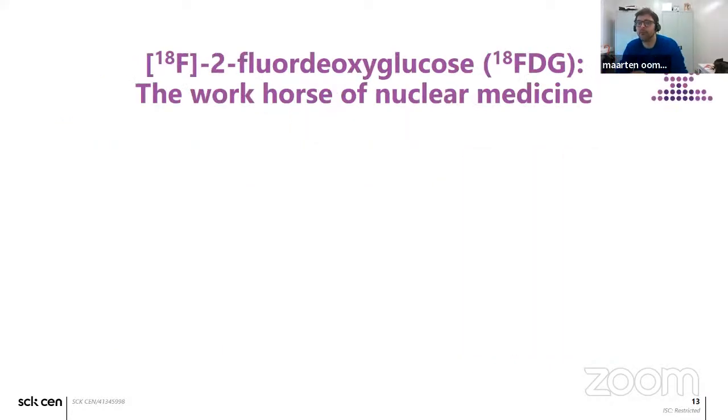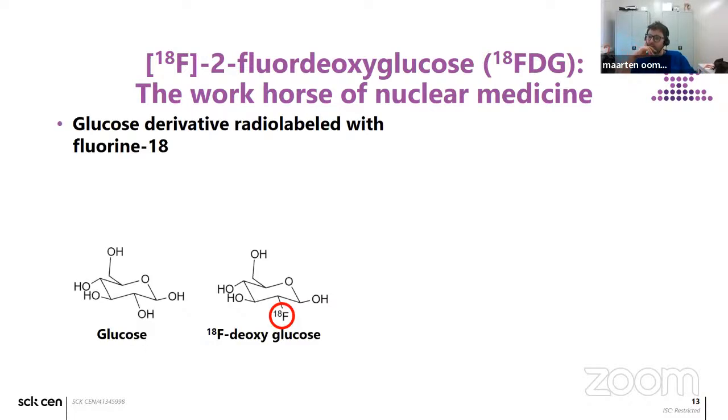Now, as I mentioned before, and showed in the slides earlier, one of the key tracers, the workhorse of nuclear medicine these days, is FDG. It's basically a fluorine-18 derivative of glucose. As you can see, it's actually the same molecule, but instead of a hydroxyl group, they replaced it with a fluorine-18 group to get a radioactive version.